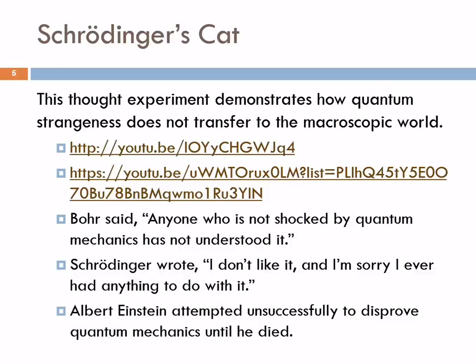So, we're going to look at a couple of videos here. Schrodinger's cat is a thought experiment. No cats were harmed. Okay, there was no actual cat. It was just a what if. And the idea, the point behind this thought experiment is to demonstrate how ridiculous the behavior of the quantumly small is, and that it does not translate into the behavior of the macroscopic world. So let's watch these videos.